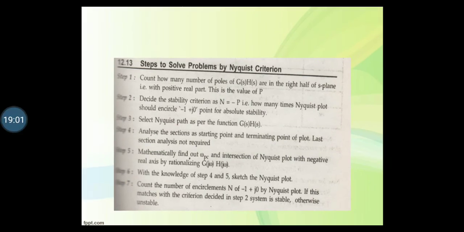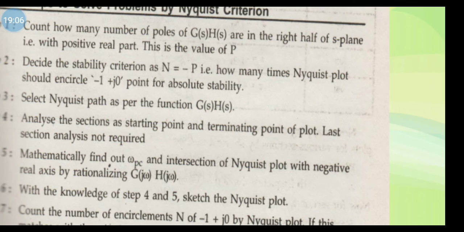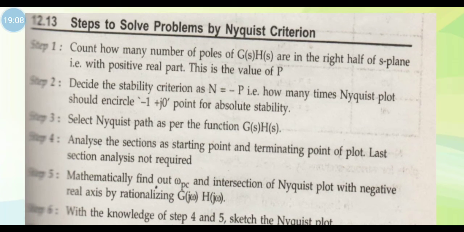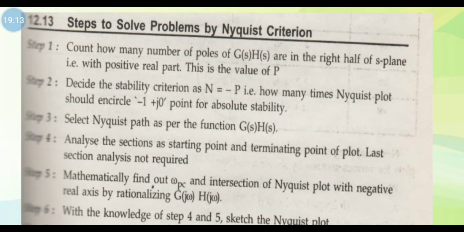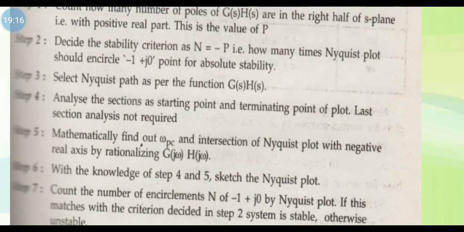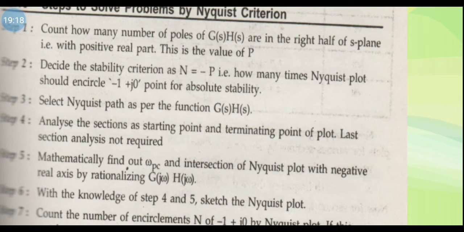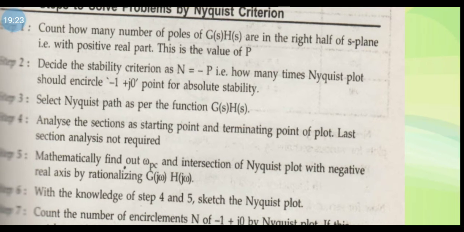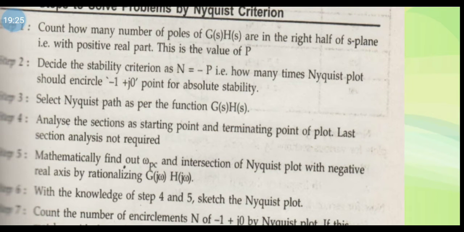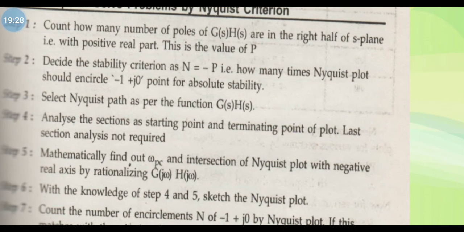Now we'll go through the steps to solve problems by Nyquist criterion. First step is count how many poles of G(s)H(s) are in the right half of s plane, that is with positive real part. This is the value of P. Second step, decide the stability criterion as N is equal to minus P, that is how many times the Nyquist plot should encircle minus 1 plus j0 for absolute stability.